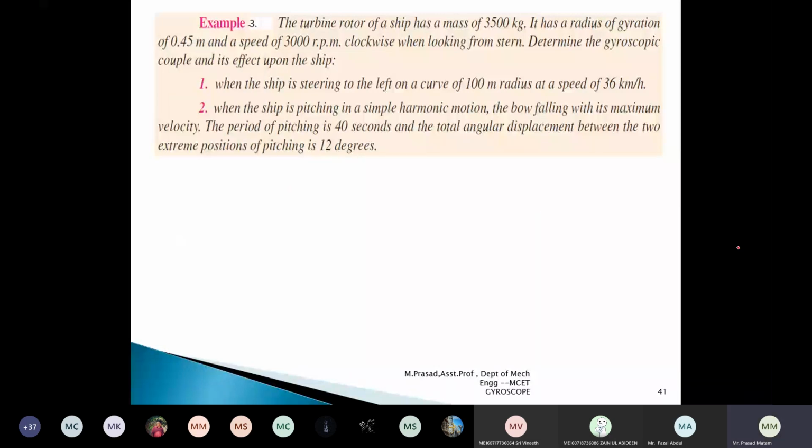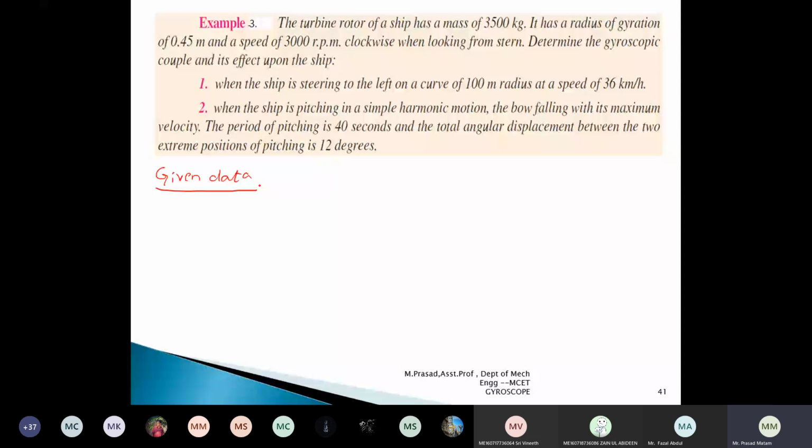Always start with the given data. So write the given data. Please open your book and calculators, dear students, all of you. Solve with me parallelly. Whenever you are solving a problem, write the given data first.